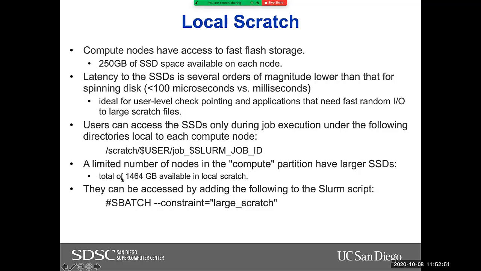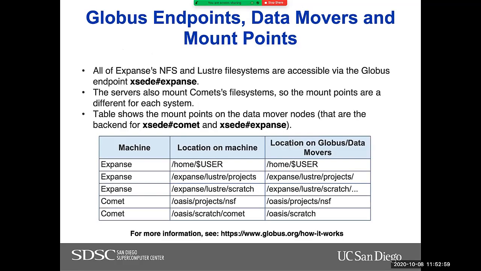And there are some large SSDs on a few of the nodes, and you can request that by adding it into your batch script. We have Globus endpoints, data movers, and mount points. Globus is a good project for moving petabytes of data between distributed resources. And if you need more information on that, you can go to the Globus website.